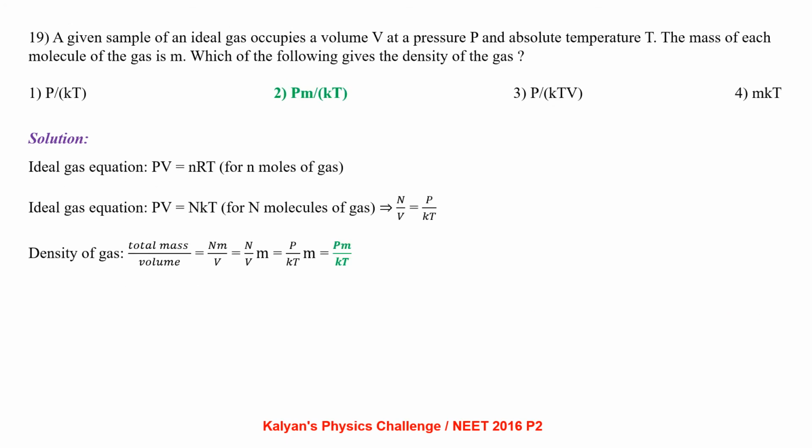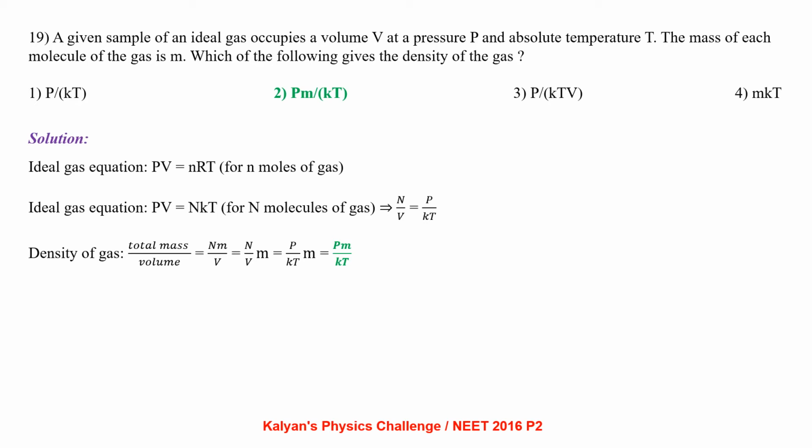A given sample of an ideal gas occupies a volume V at a pressure P and absolute temperature T. The mass of each molecule of a gas is m. Which of the following gives the density of the gas? Since the gas is ideal, we can apply ideal gas equation, that is PV equal to nRT, where n is number of moles of the gas. Here the problem is framed in terms of number of molecules. So we can write the ideal gas equation also as PV equal to capital N into KT, where capital N is number of molecules of the gas.